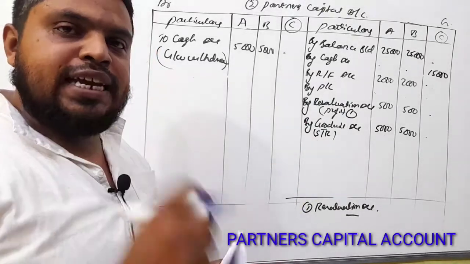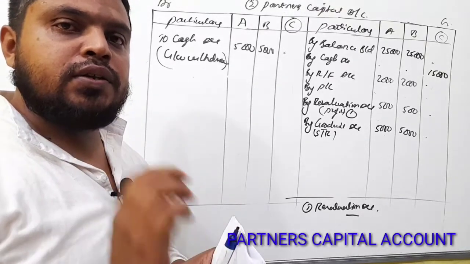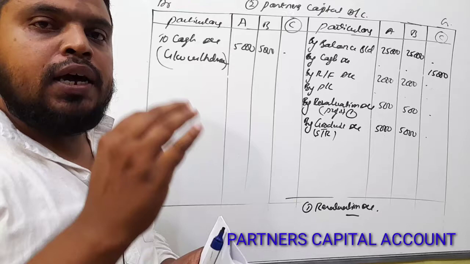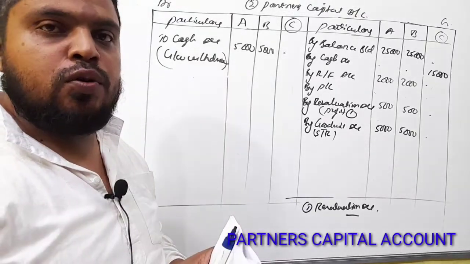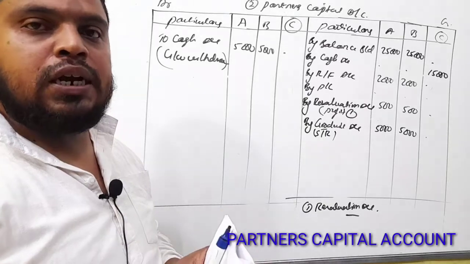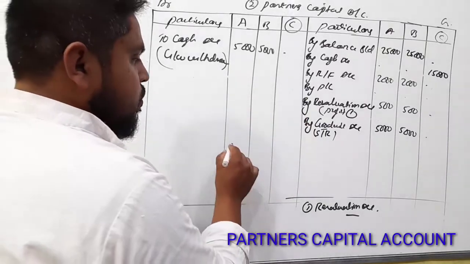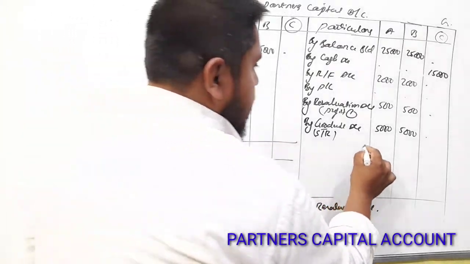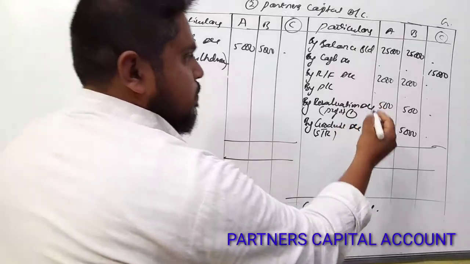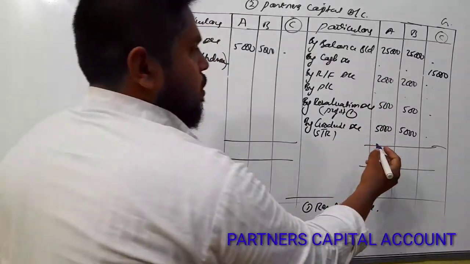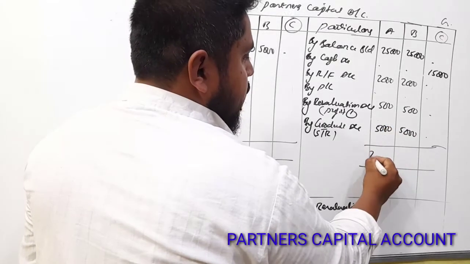First, the items given in the balance sheet: capital, general reserve, reserve fund, profit and loss account, and the remaining from the additional information, that is the revaluation account, the new partner's capital, and next goodwill. After passing all the entries, we can close it here. On the credit side you will get more amount here. Credit side, A 25,000, 30,000, 32,500.